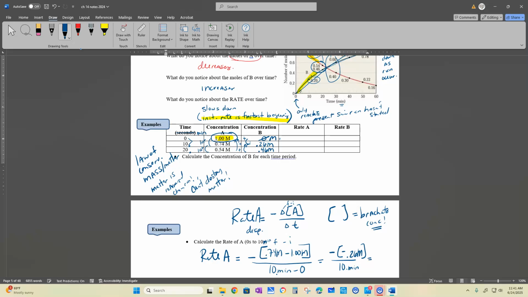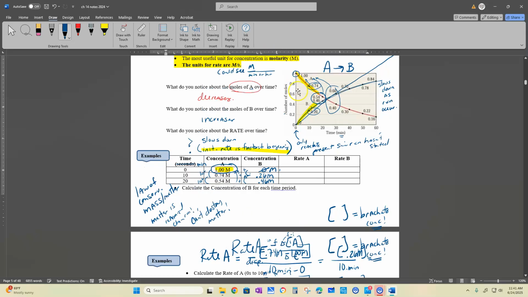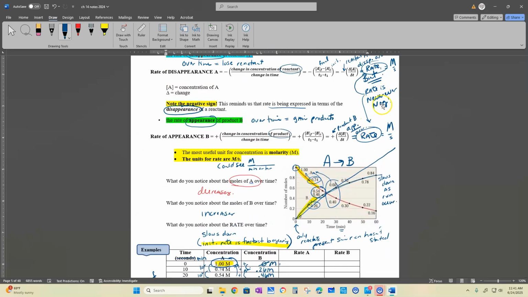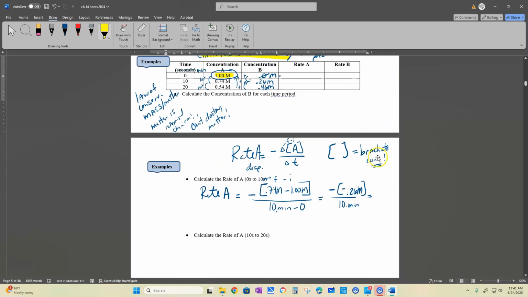Now, why is rate always positive? Because remember, you put it up here, rate can never be negative. Heck, let's even highlight after you wrote it font 100, okay? Rate is never, ever, ever negative. This is why that negative is right there in the front, because the negatives will cancel. So when I take that 0.26 divide 10, my rate of my reaction is going to be 0.026 molarity over minutes. Okay, I'm keeping the 2 sig figs going. So 0.026 molarity over minutes.